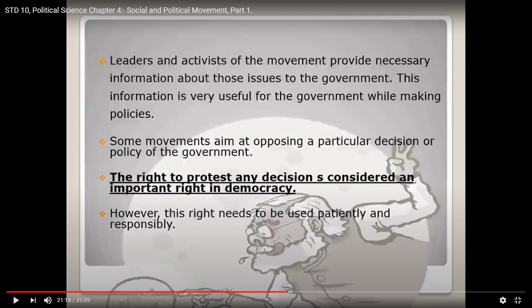They also have many other issues which they feel the government did not discuss with them, did not consult them, did not take into consideration, and did not take their opinion. Therefore they are protesting. They want the government to hear. They want the government maybe to take back that law or bring some changes.